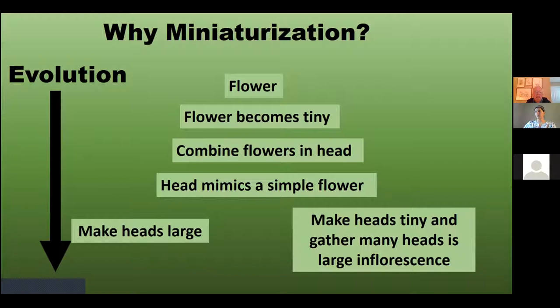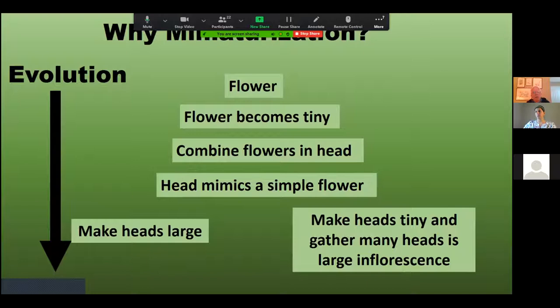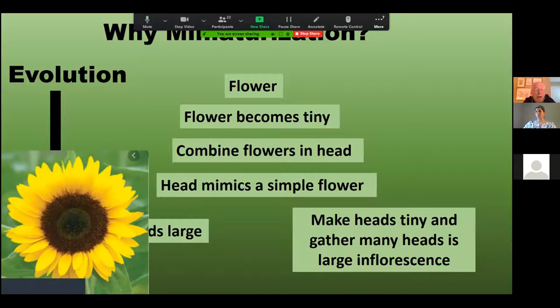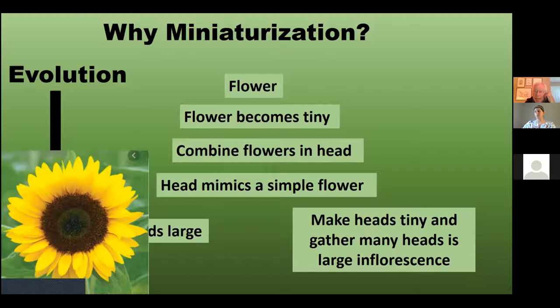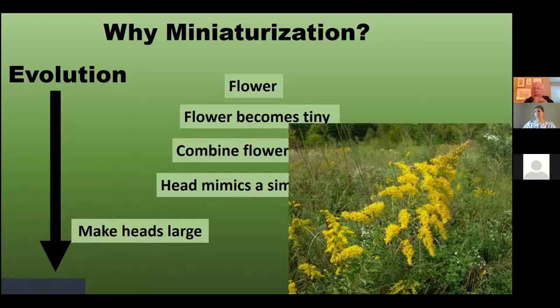And from there, composites kind of go in many directions. We can think of going in two directions. Sometimes they make the head very large, like a sunflower, particularly domestic sunflower. You get a large head with lots and lots of rays and discs, and therefore the possibility of making many seeds. Or you create something like a goldenrod. There's very tiny heads, but you multiply the number of heads. Those are the two basic strategies.